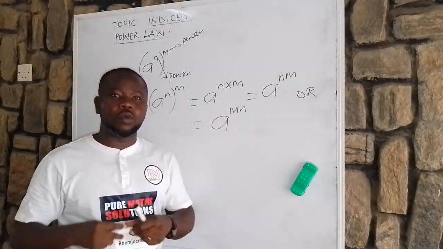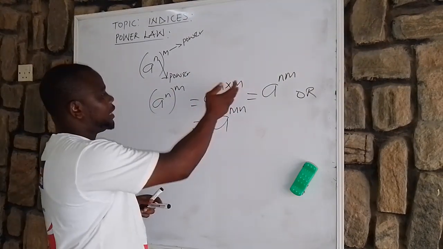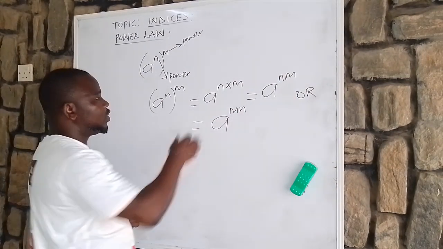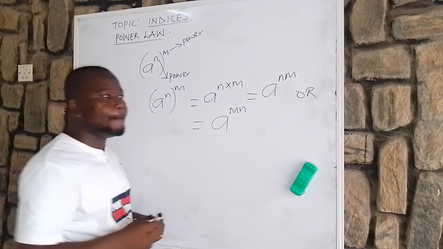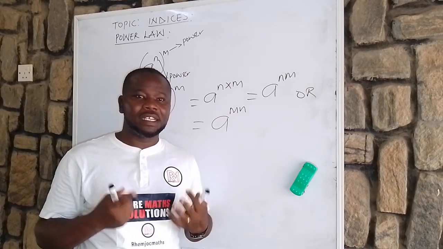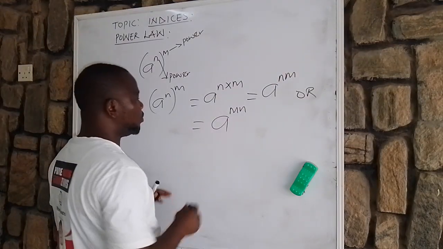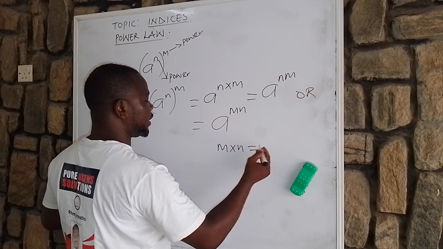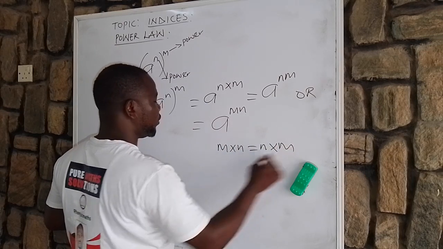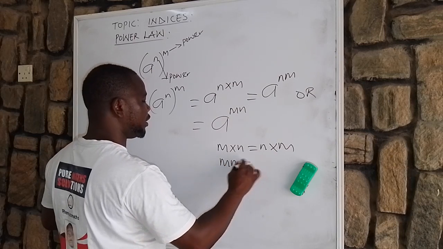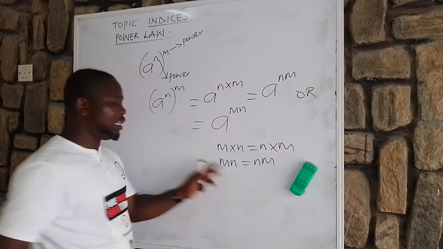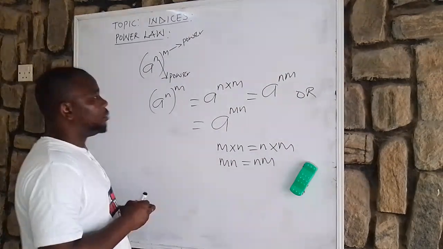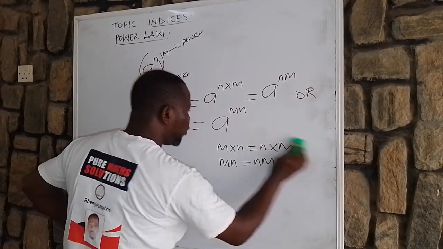I know some of you will ask why I am writing mn and not nm. Let me tell you, this is multiplication, and multiplication is commutative. What do I mean by commutative? Commutative means if you have m multiplied by n, it is the same thing as n times m. So mn is the same thing as nm. They are all the same thing. Take note. Is that clear? Okay, so that is the power law for you.